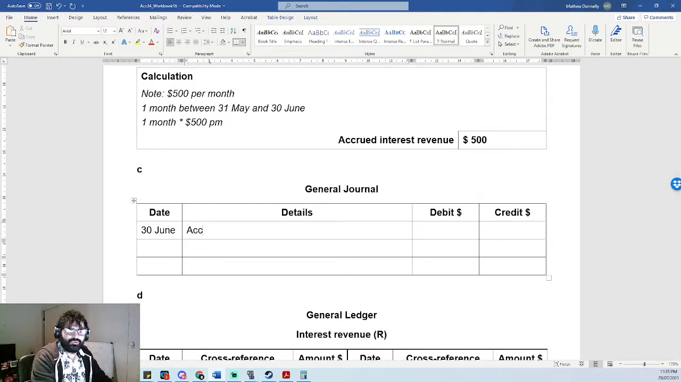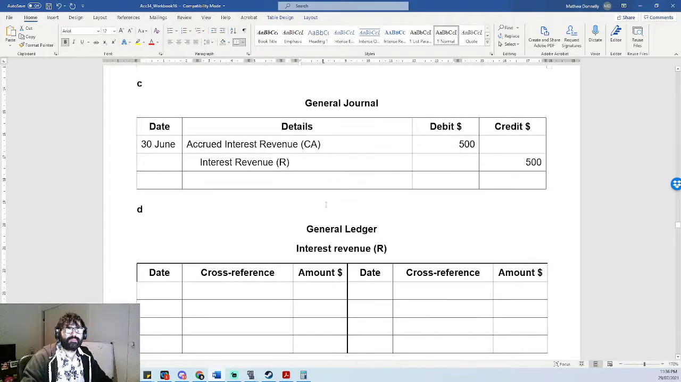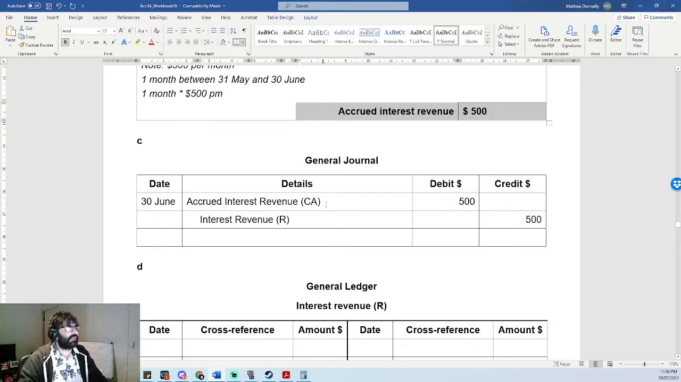So we go accrued interest revenue. Now, this is an asset. You don't need to write this here. I'm just doing that to make the point a bit further. It is an asset. If you want to go really big, you go current asset. That can also help. And obviously the credit will be interest revenue, being the revenue. And then we just go 500, because we're just recording this amount. So that's all that goes in there. So that's how our general journal will look.